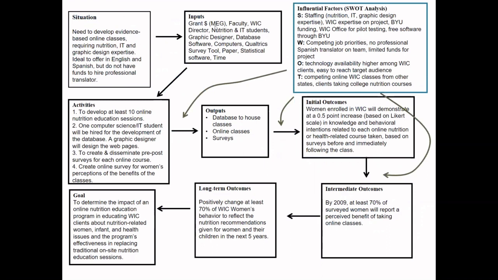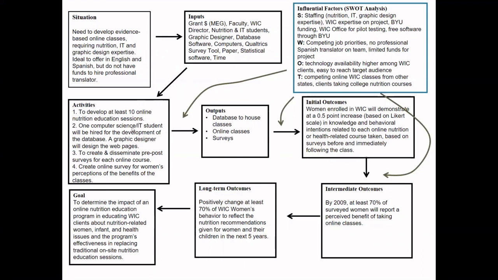Our inputs, we needed a grant. We had an internal grant from BYU called the MEG Grant. We needed faculty, the WIC director, nutrition and IT students, a graphic designer, database software, and computers. We also needed a Qualtrics survey tool, paper, statistical software, and time. So those are all of the inputs that went into thinking about what we needed to implement this program.